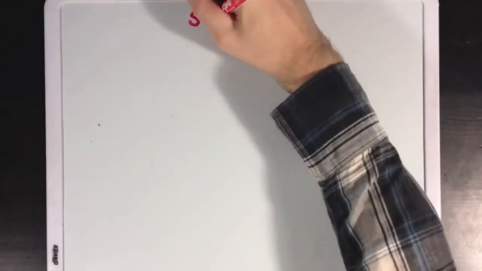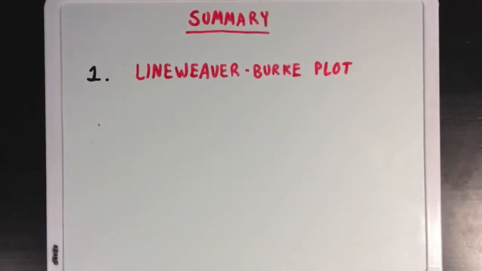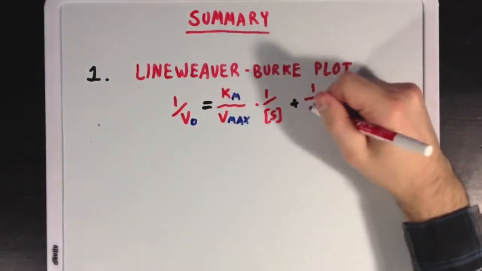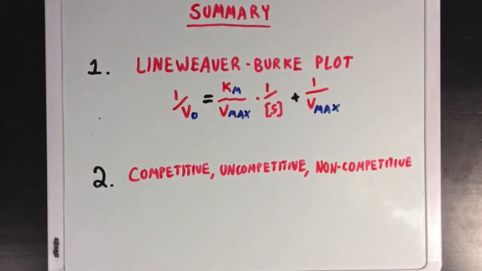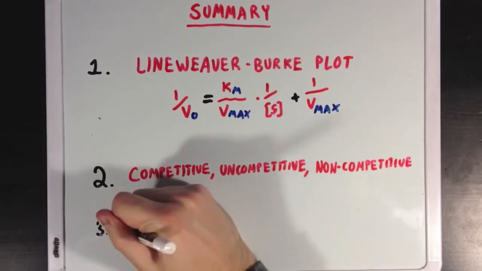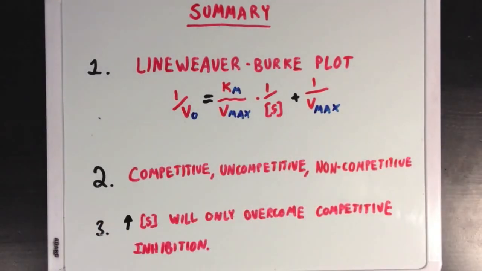So what did we learn? Well, first we learned that we can rearrange the Michaelis-Menten equation to come up with a function for the Lineweaver-Burk plots. Second, we learned about competitive, uncompetitive, and non-competitive inhibition. And third, we learned that increasing the substrate concentration will only be able to overcome the inhibitory effects of competitive inhibitors.